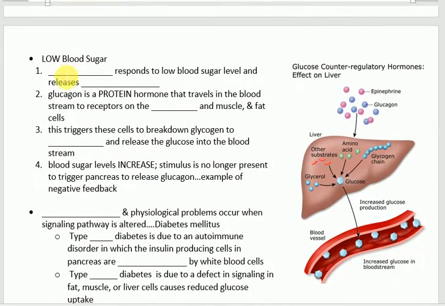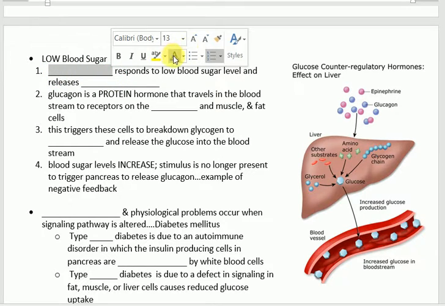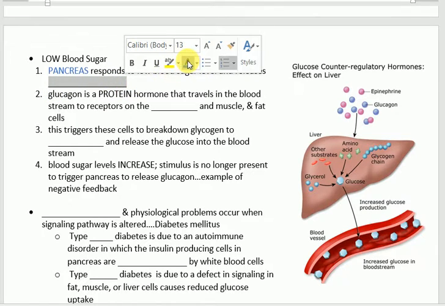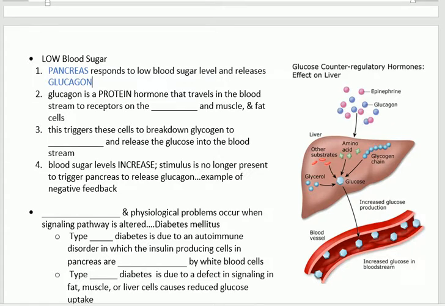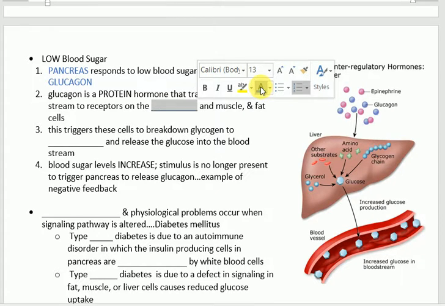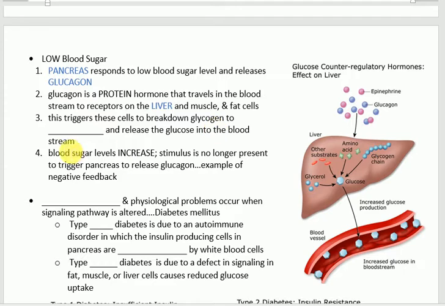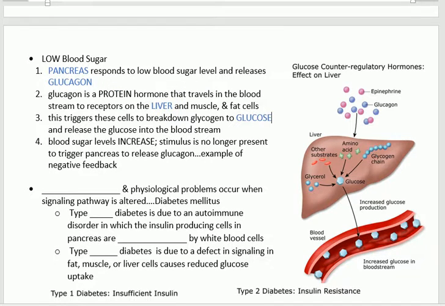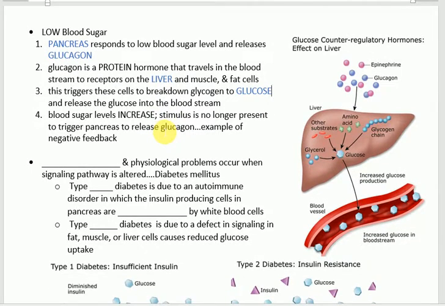So low blood sugar, we just looked at it on that diagram, but let's do it through words here. The pancreas is going to respond to low blood sugar by releasing glucagon. And glucagon is a protein hormone that travels in the blood to receptors on the liver as well as the muscle and the fat cells. And this is going to trigger these cells to break down glycogen into glucose and release that glucose into the bloodstream. And that will cause the blood sugar levels to increase, and then the stimulus will no longer be present. And again, another example of negative feedback.